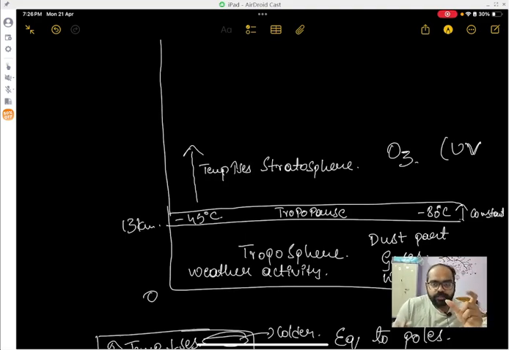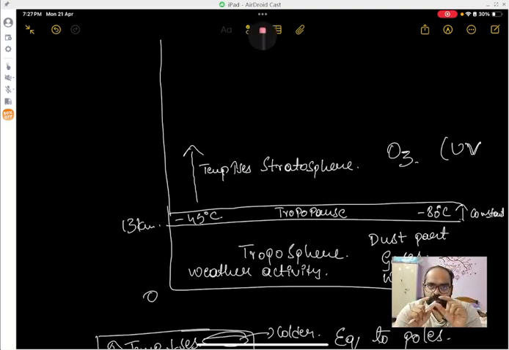Why does temperature increase? In the stratosphere, as we move from lower layers to upper layers, the density of ozone molecules increases. As ozone molecules absorb UV radiation, the layers with more ozone molecules will be hotter. So the upper layers of the stratosphere are hotter compared to lower levels. This is an anomaly. The general rule is that as we move upwards in altitude, temperature should reduce, right? But in the stratosphere, it is increasing.